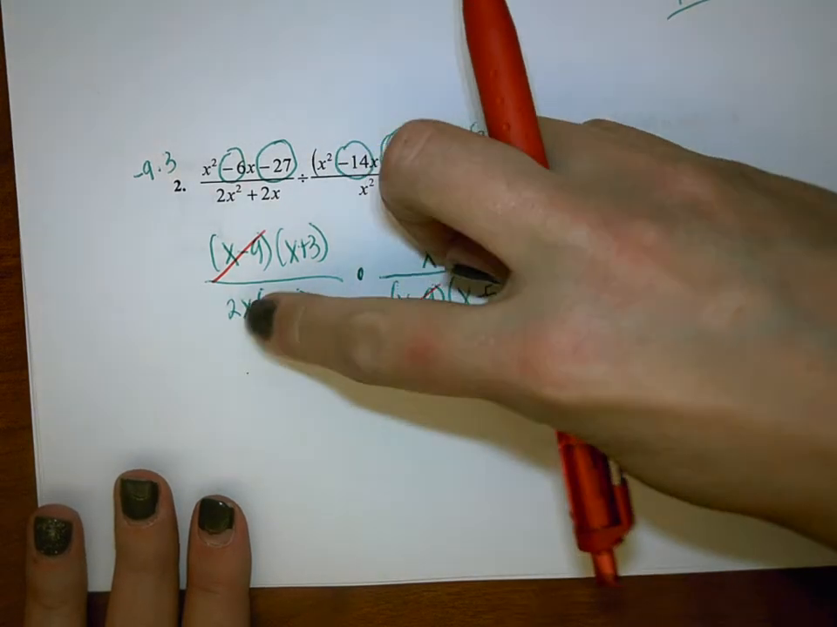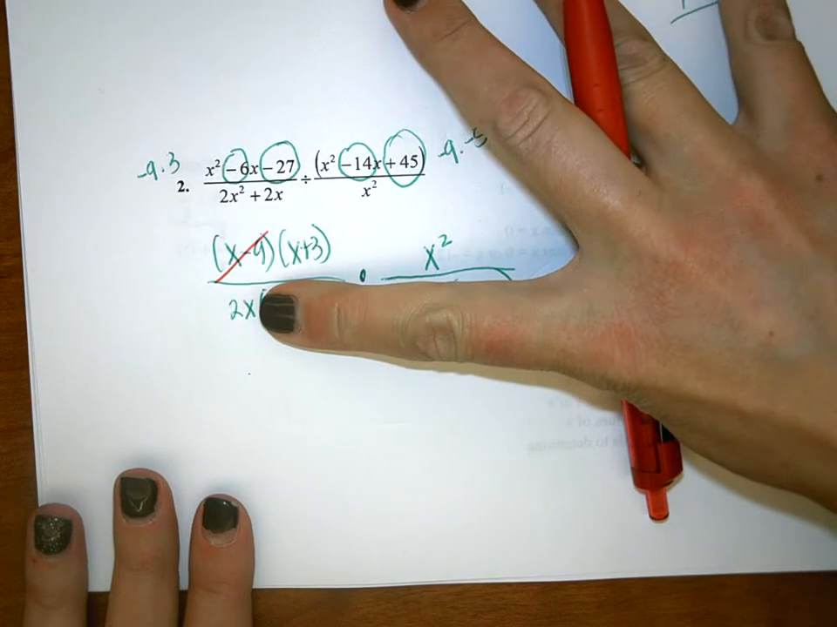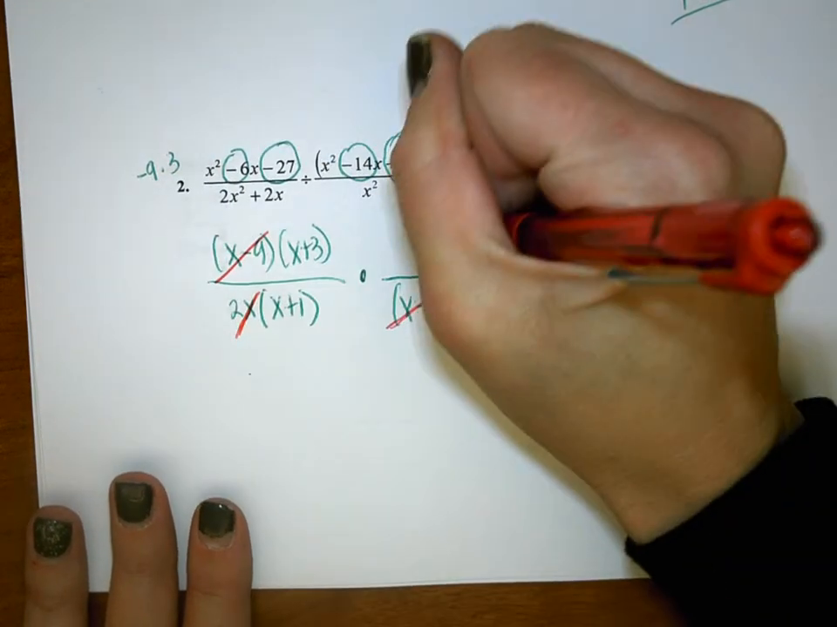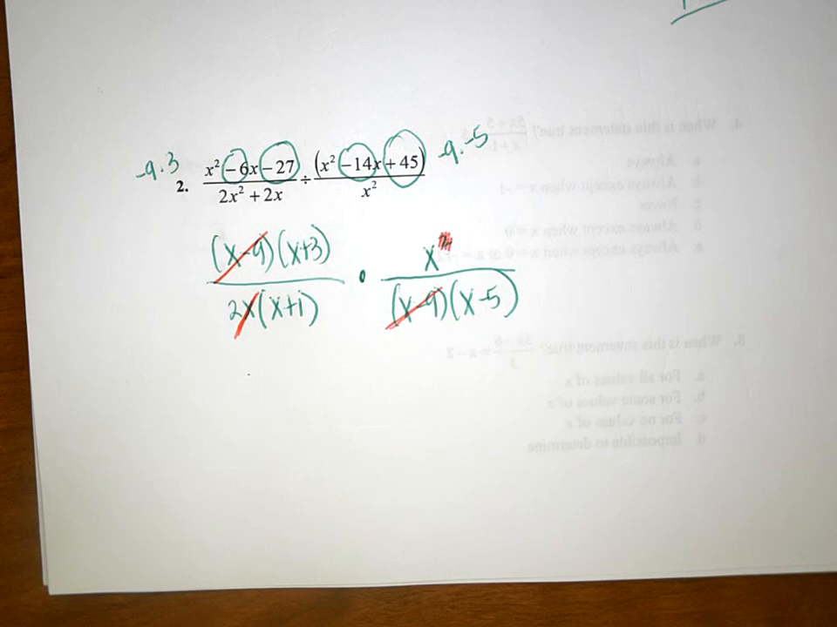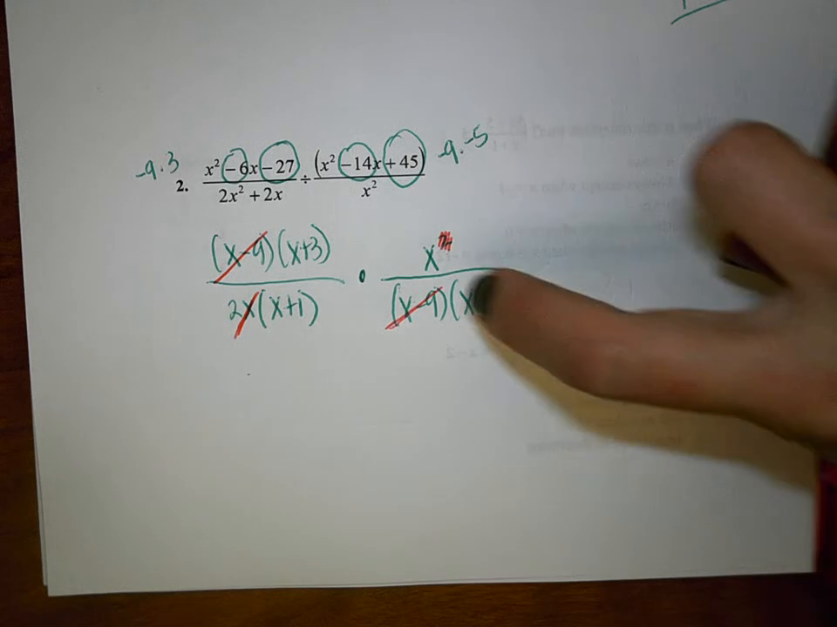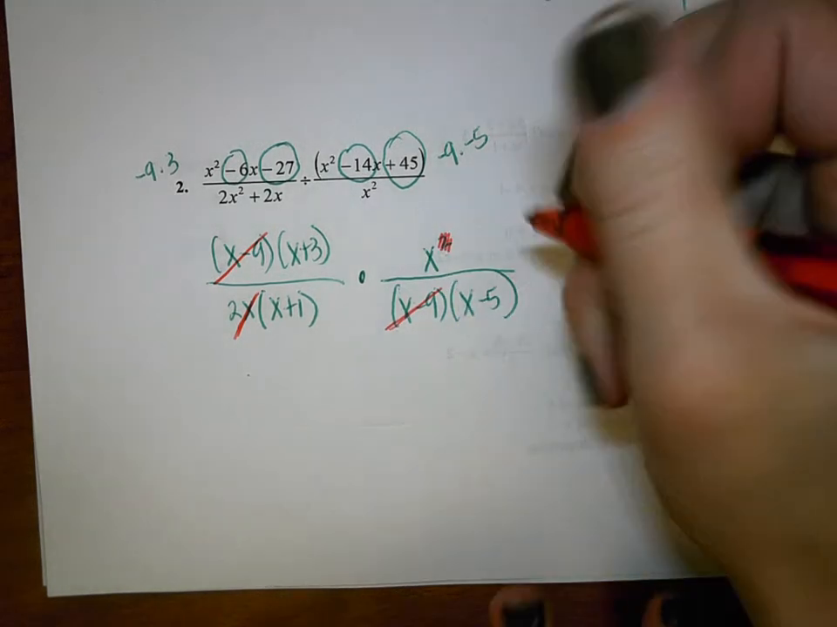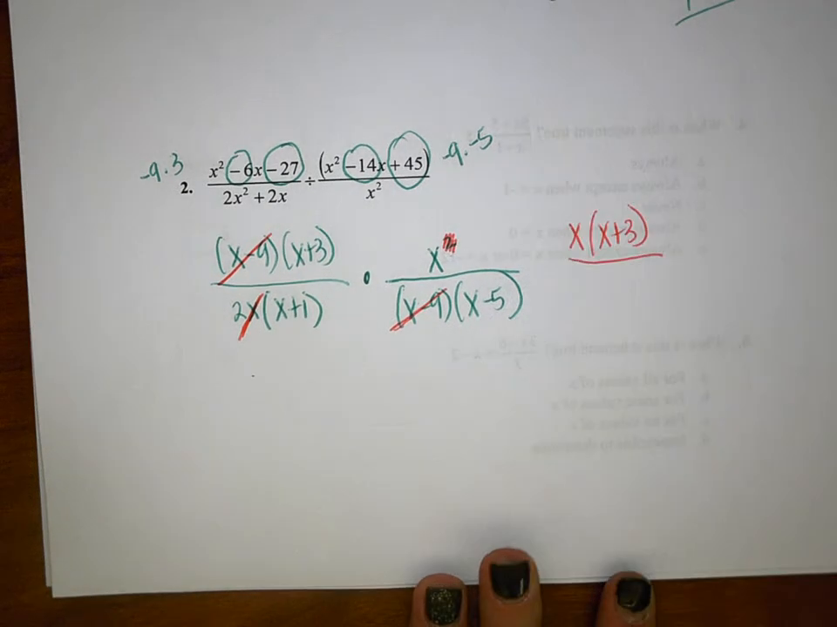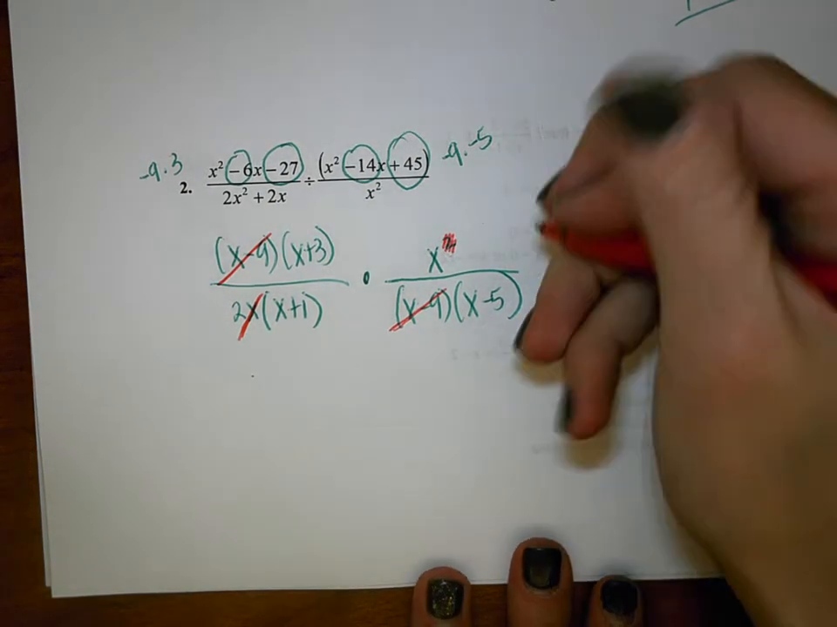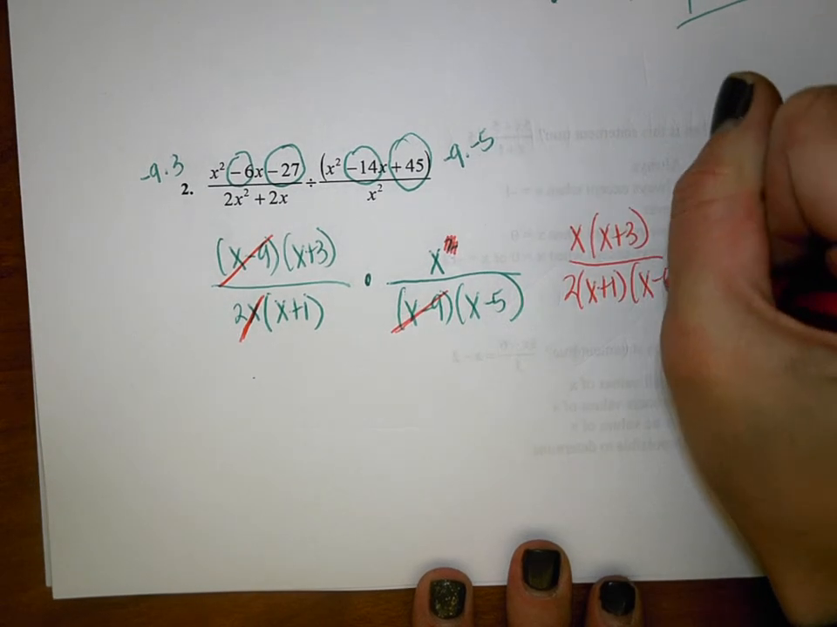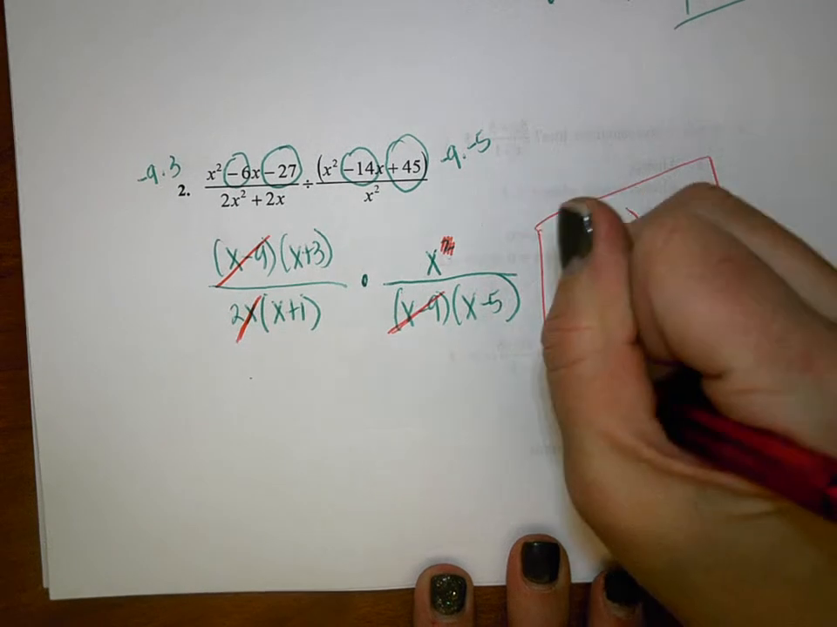See how there's no adding and subtracting there? It's just the 2x, and this is just x squared. 1x here can reduce with one of the x's on the top, so just making that an x. Anything else we notice? No. Okay, so we always bring the terms that are single to the front, and so I have x times x plus 3 over, and in the denominator, what am I going to have? 2x plus 1 and x minus 5. And that is my answer.